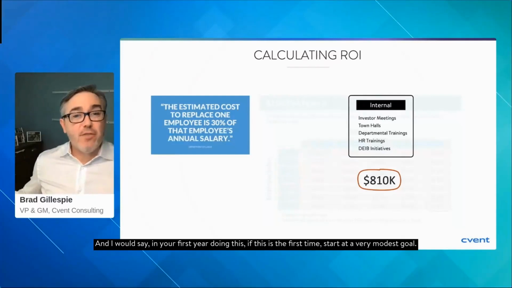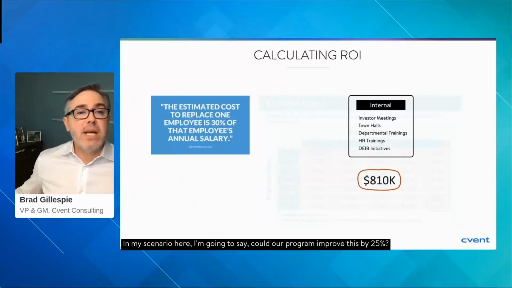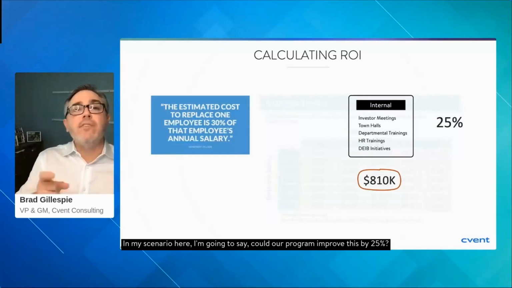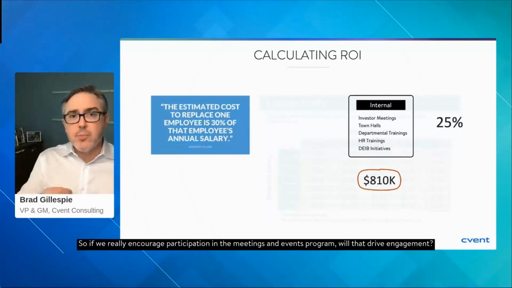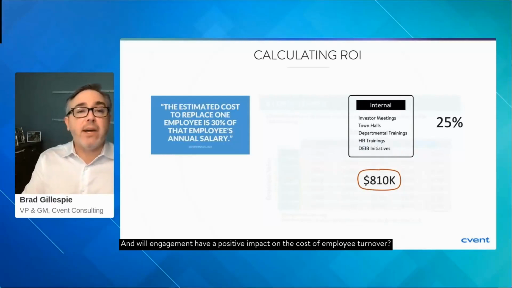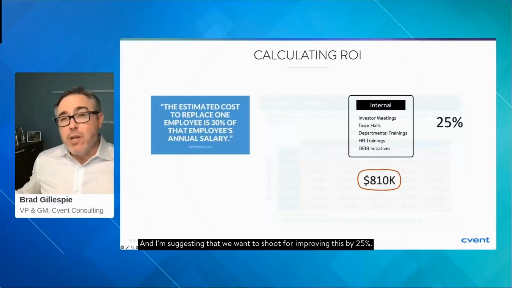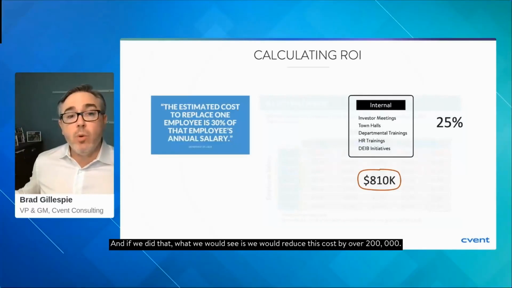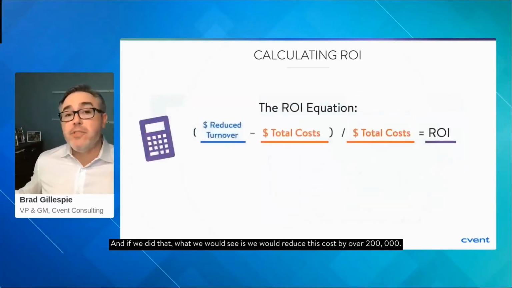And I would say in your first year doing this, if this is the first time, start at a very modest goal. In my scenario here, I'm going to say, could our program improve this by 25%? So if we really encourage participation in the meetings and events program, will that drive engagement? And will engagement have a positive impact on the costs of employee turnover? And I'm suggesting that we want to shoot for improving this by 25%. And if we did that, what we would see is we would reduce this cost by over $200,000.